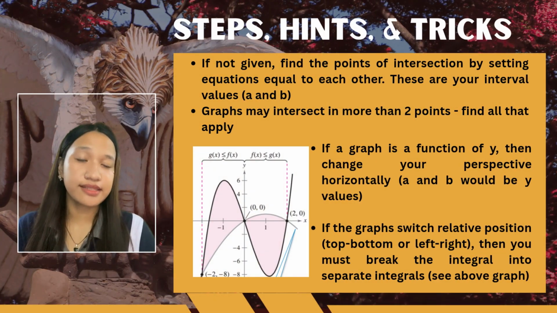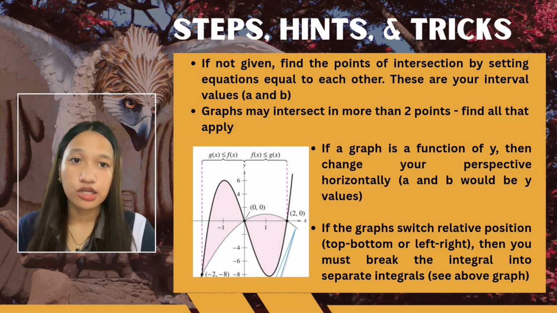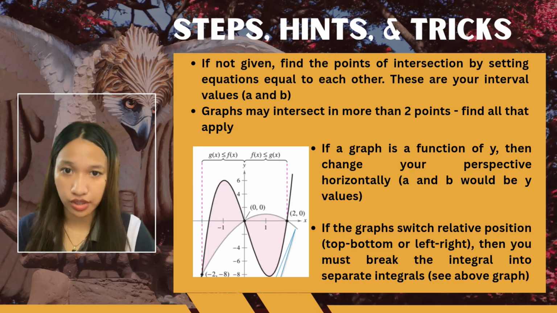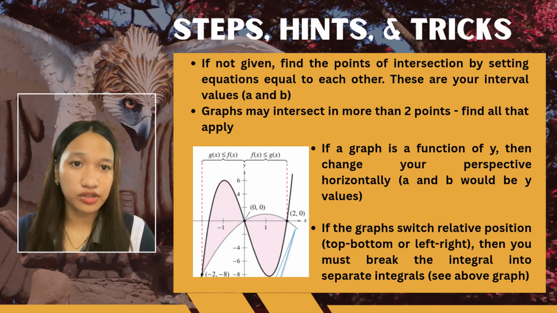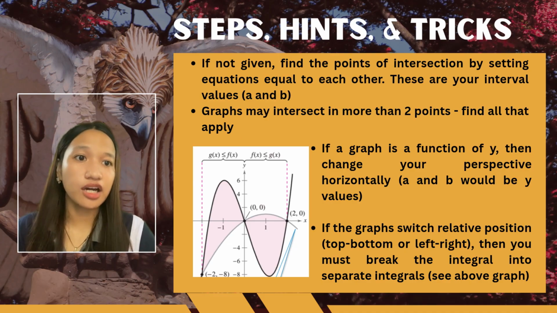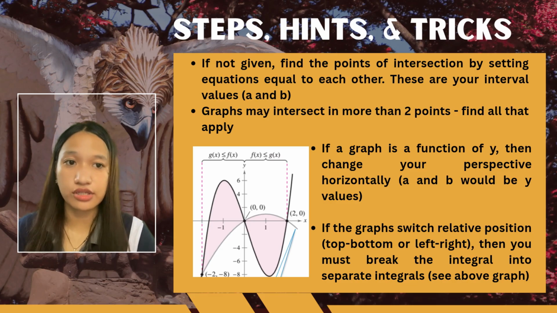So here are the steps, hints, and tricks. First, if not given, find the points of intersection by setting the equations equal to each other. These are your interval values a and b. Second, graphs may intersect in more than 2 points. Find all and apply.